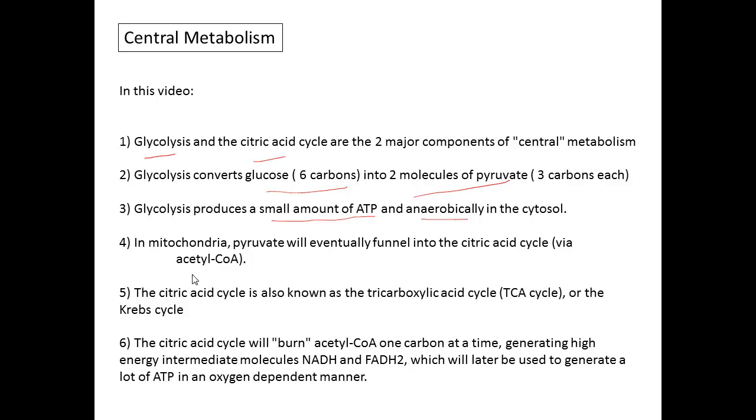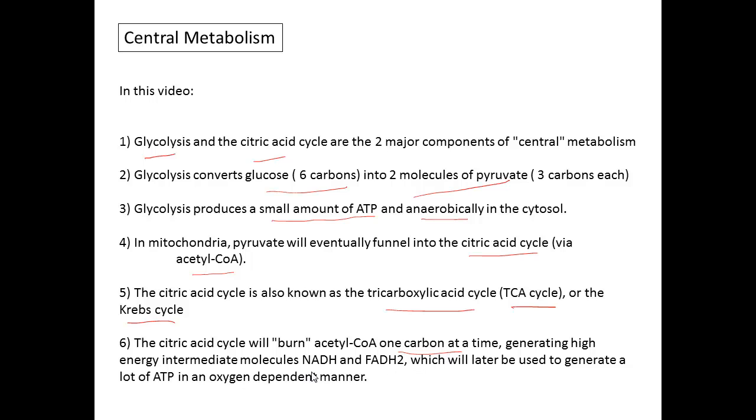The pyruvate will then be transported into the inner mitochondrial matrix. It'll get converted to acetyl-CoA. Acetyl-CoA will enter the citric acid cycle, which is also referred to as the TCA cycle, the tricarboxylic acid cycle, and the Krebs cycle. All these names mean the same thing. As part of the citric acid cycle, you will burn 1 carbon of acetyl-CoA at a time. There's only 2, so it's going to do it twice.